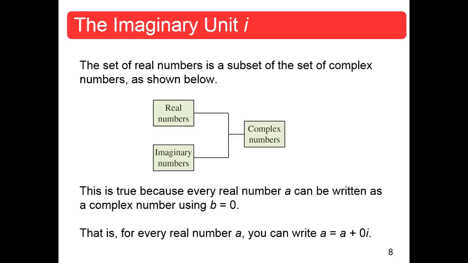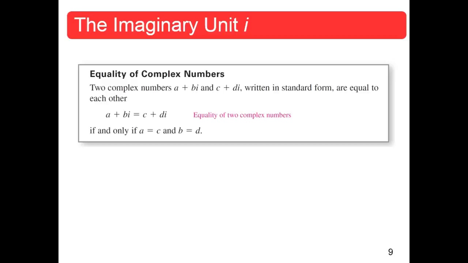Okay. Now, this is true because every real number can be written in the form of a complex number using b equals 0. A plus 0i. Yeah, that would be a complex number. It's also a real number. That is, for every real number a, you can write a is equal to a plus 0i, making it a complex number as well. Again, what's the big deal?